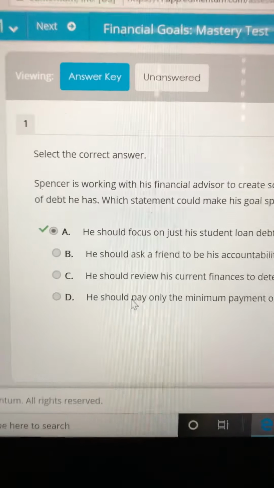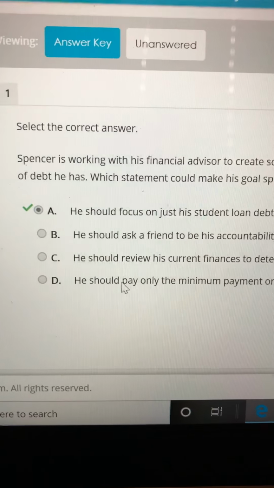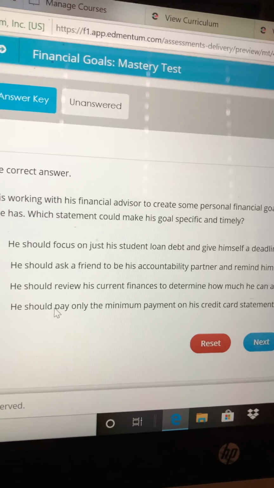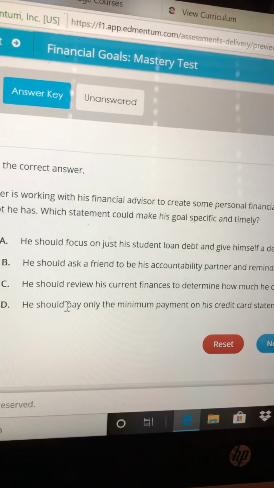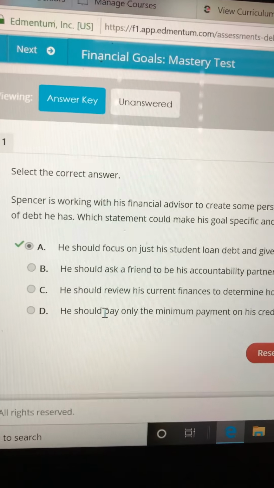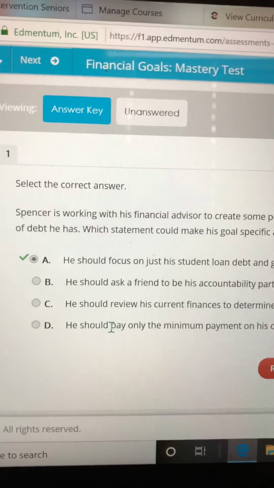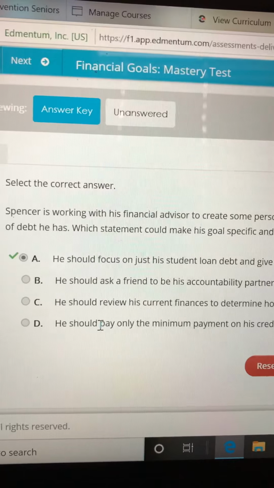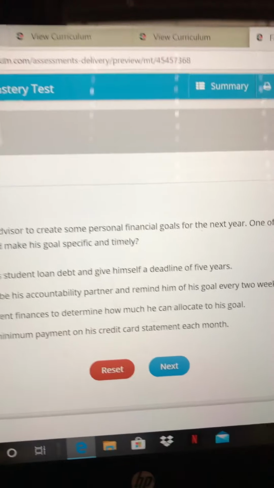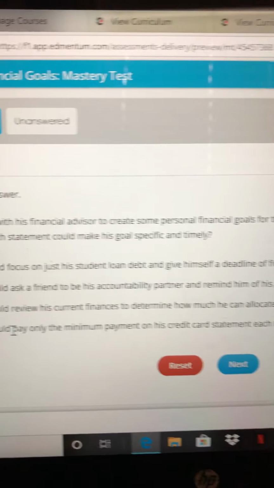Alright, it says Spencer is working with his financial advisor to create some personal finance goals for the next year. One of his goals is to reduce the amount of debt he has. Which statement could make his goal specific and timely? And it says the answer is he should focus on just his student loan debt and give himself a deadline of 5 years.